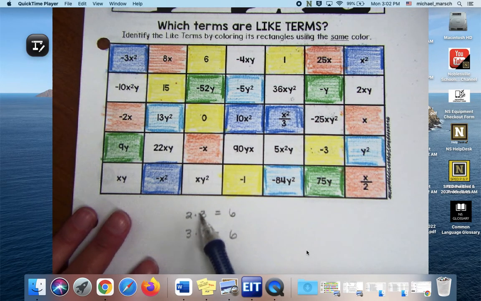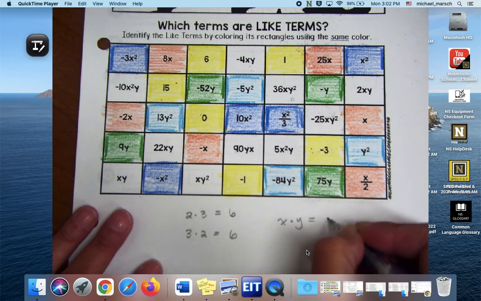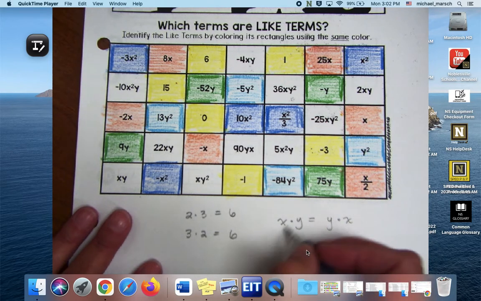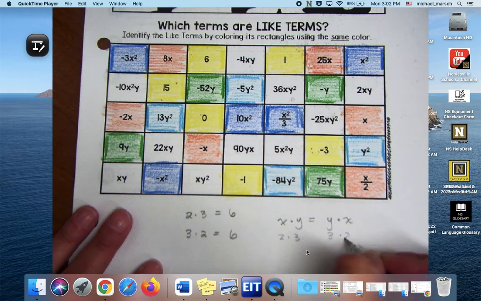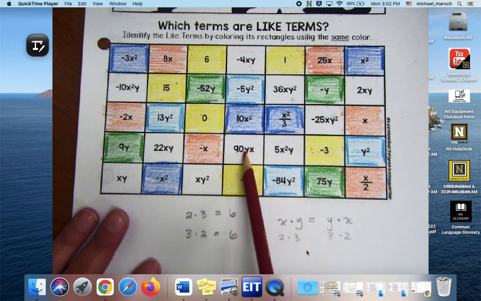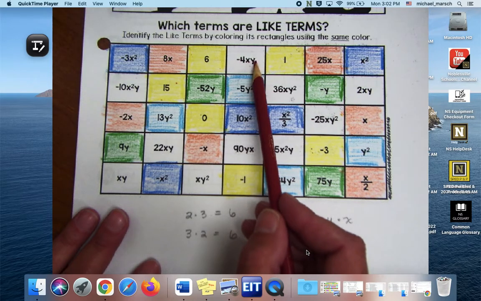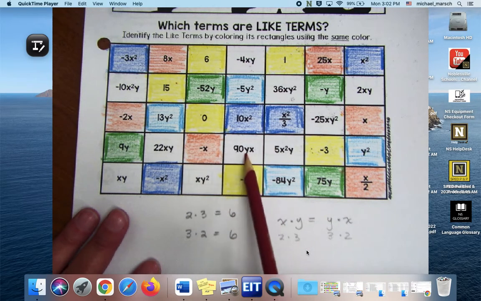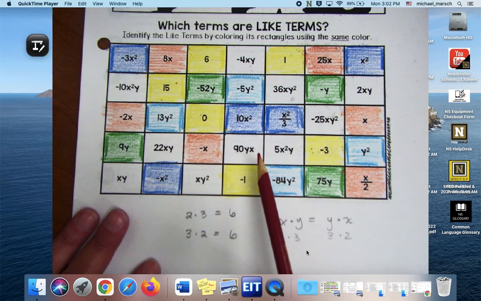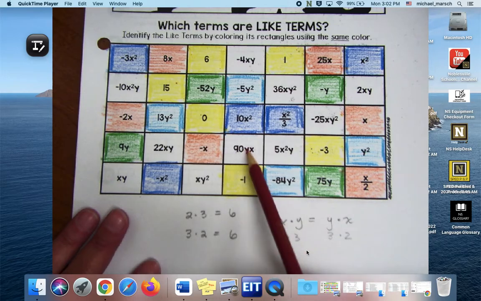So what I'm showing you here is it doesn't matter what order you multiply things. In that respect, x times y is the same as y times x, just as 2 times 3 is the same as 3 times 2. So when we're looking for like terms, as long as neither of them has an exponent, they are the same. So negative 4xy is a like term to 90yx because you can multiply in any order. Neither of them has exponents, so they are considered like terms.